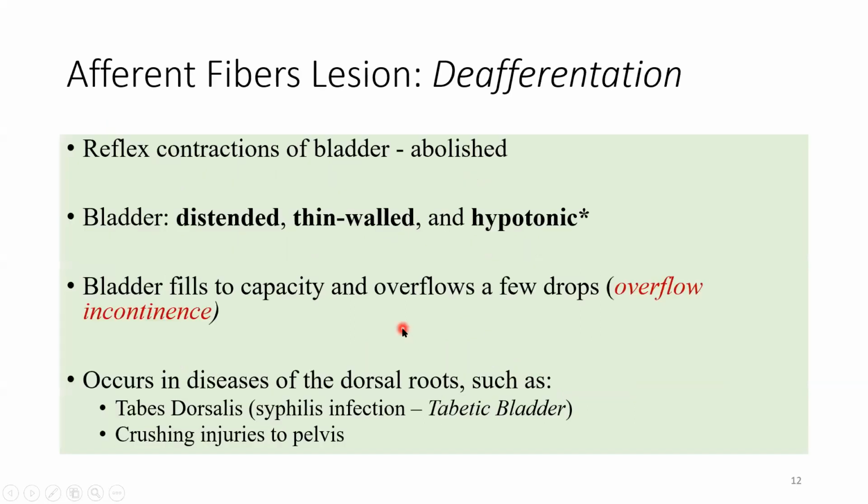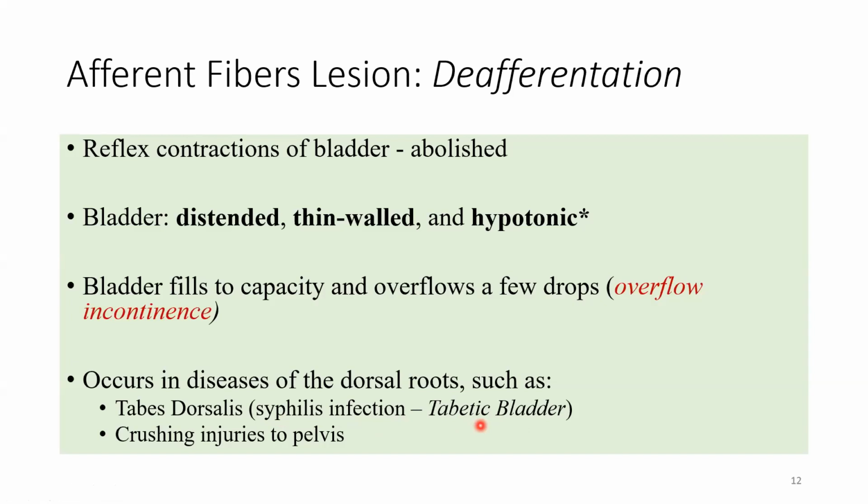So moving on to lesion number one, it's called deafferentation. It's the selective damage to the afferents only. Let me start from the bottom. In syphilis infection, you have what we call a tabetic bladder. This is an infection which basically affects the dorsal root. You know that the dorsal root of the spinal cord is where the sensory information comes in. This is the rule of the spinal cord: sensory information enters through the dorsal horn, and the motor output of the spinal cord is through its ventral horn.